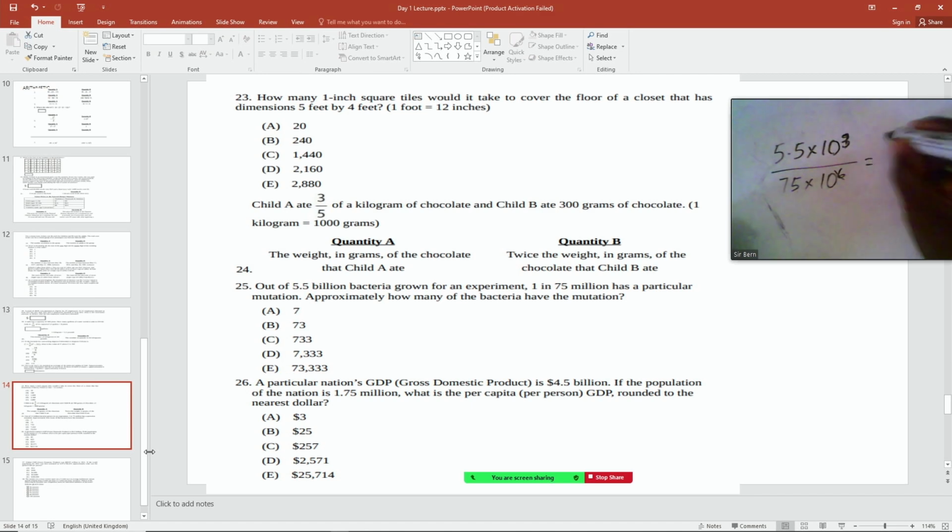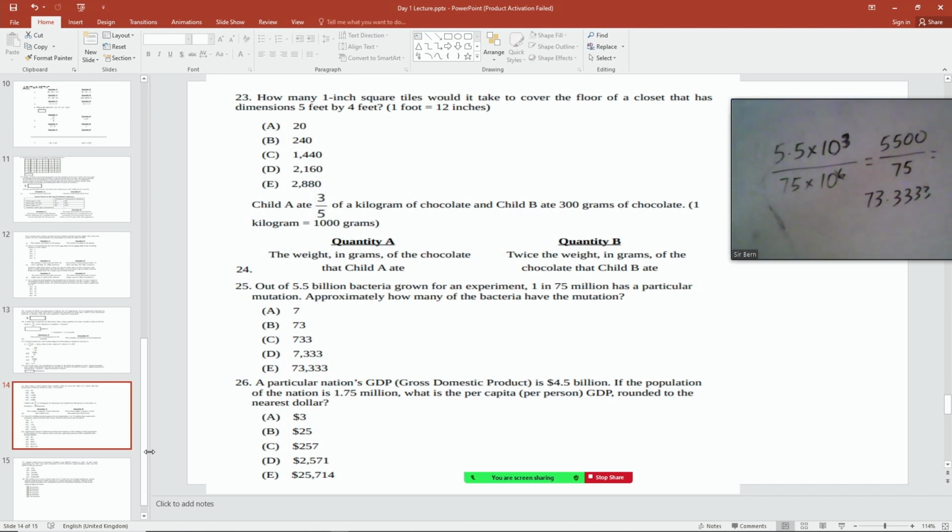So we are basically finding 5,500 divided by 75. 5,500 divided by 75 gives us 73.3333, so that is approximately 73. So our answer is B, 73.